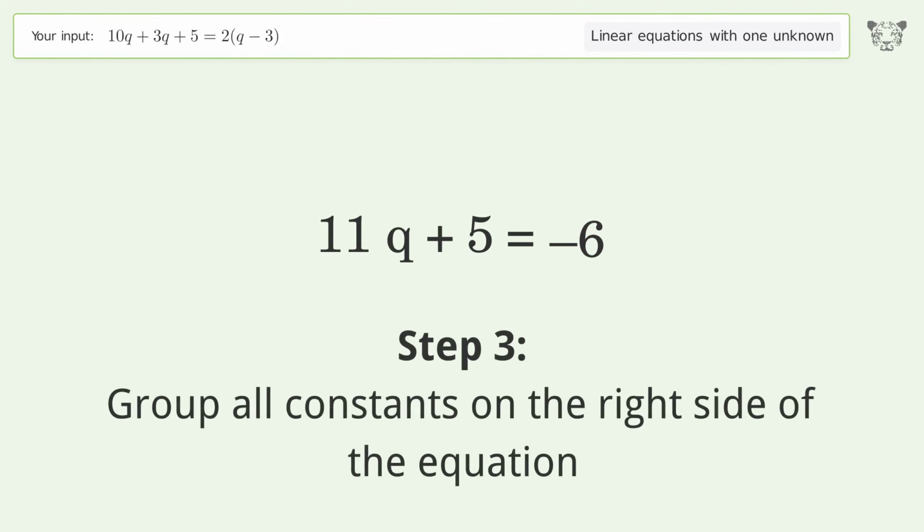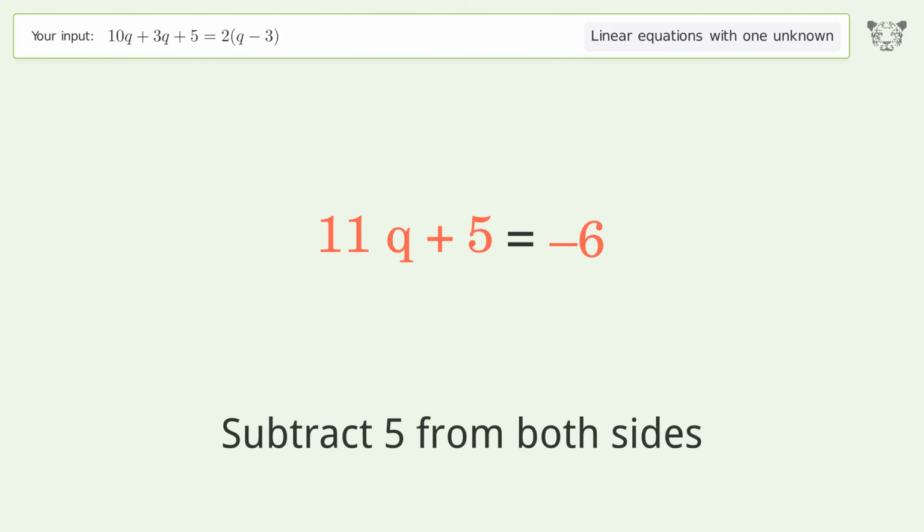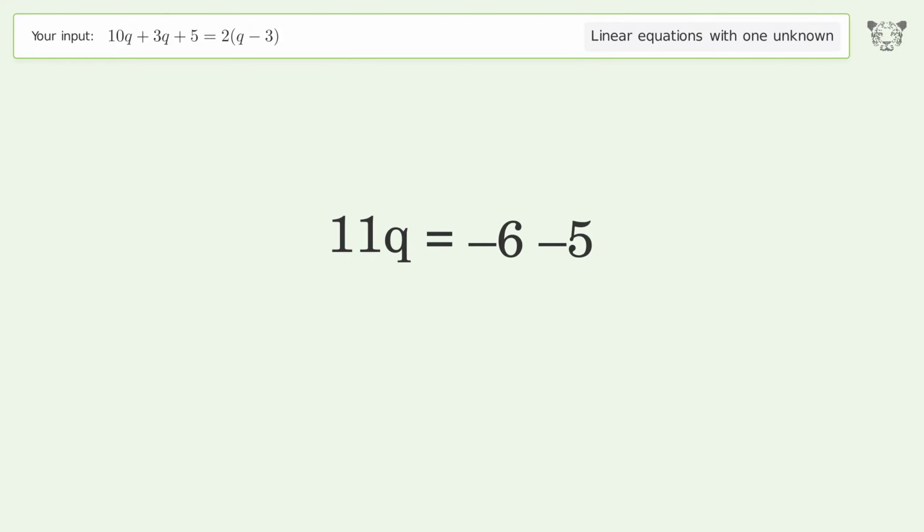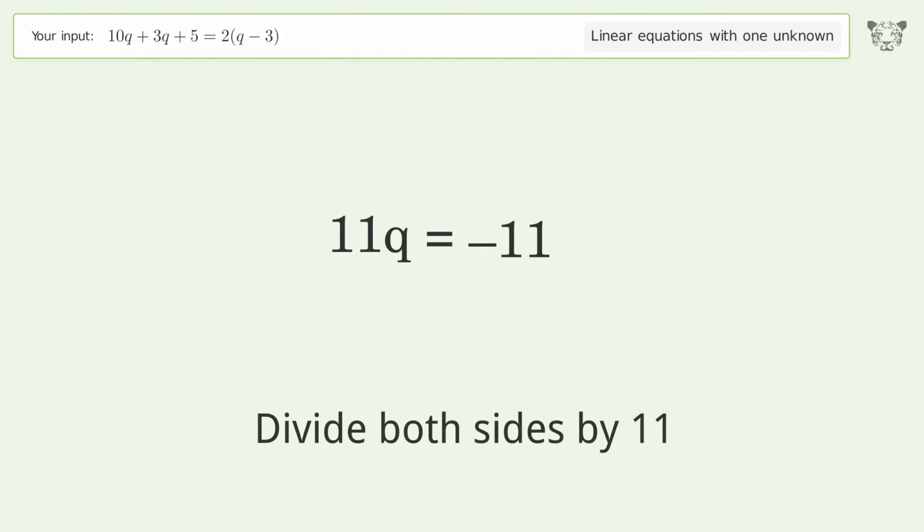Group all constants on the right side of the equation. Subtract 5 from both sides. Simplify the arithmetic. Isolate the q. Divide both sides by 11.